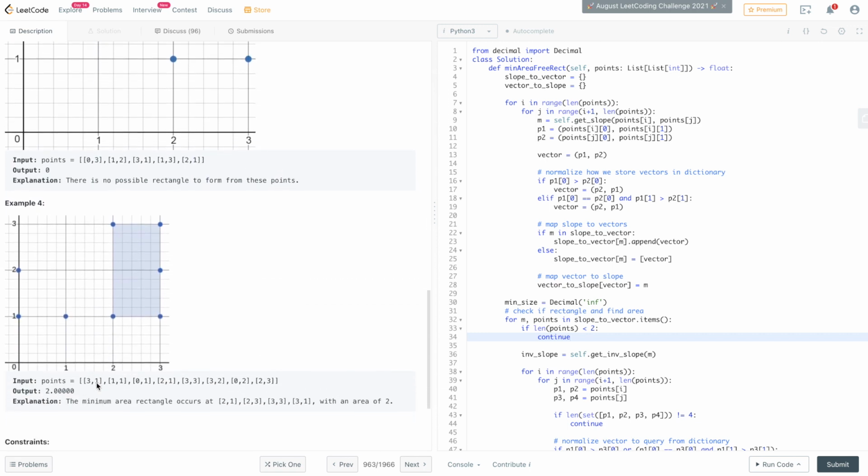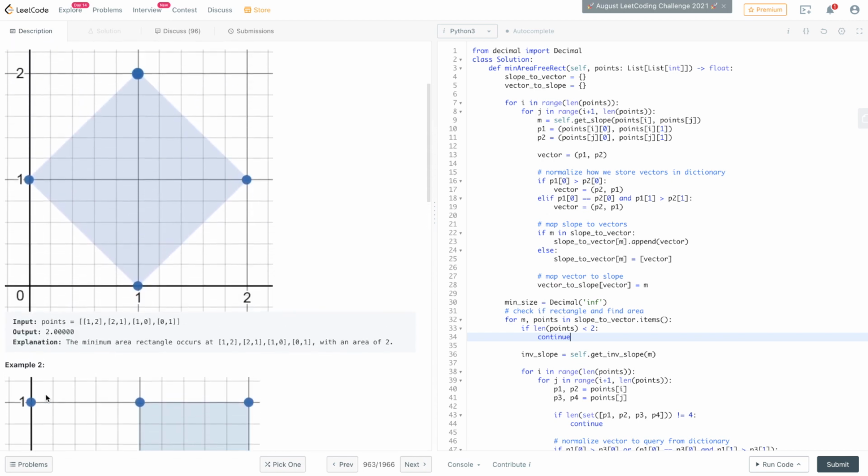In example 4, we finally find a case where there is actually a rectangle formed between the 0th x-axis and the 3rd x-axis, which forms the area of 3, and another rectangle that's formed with an area of 2, so we return 2.